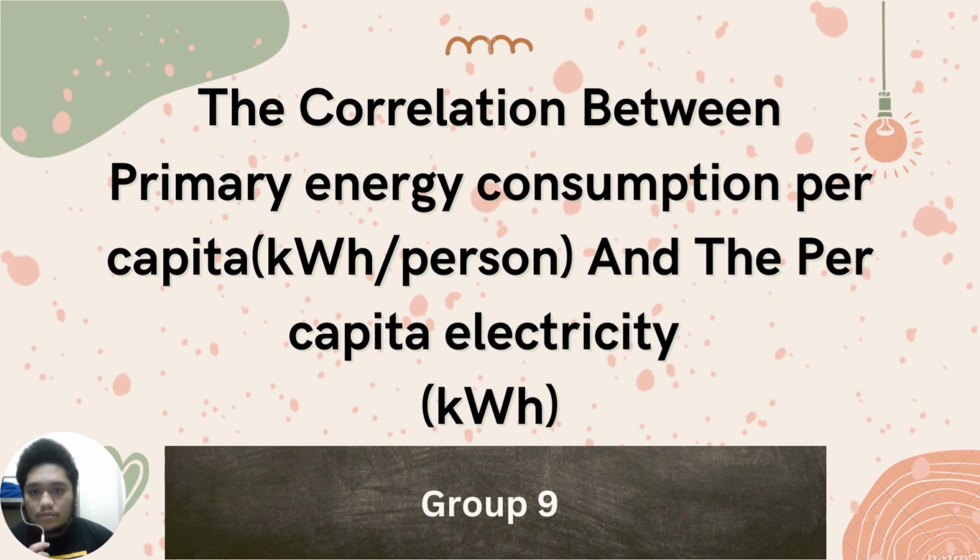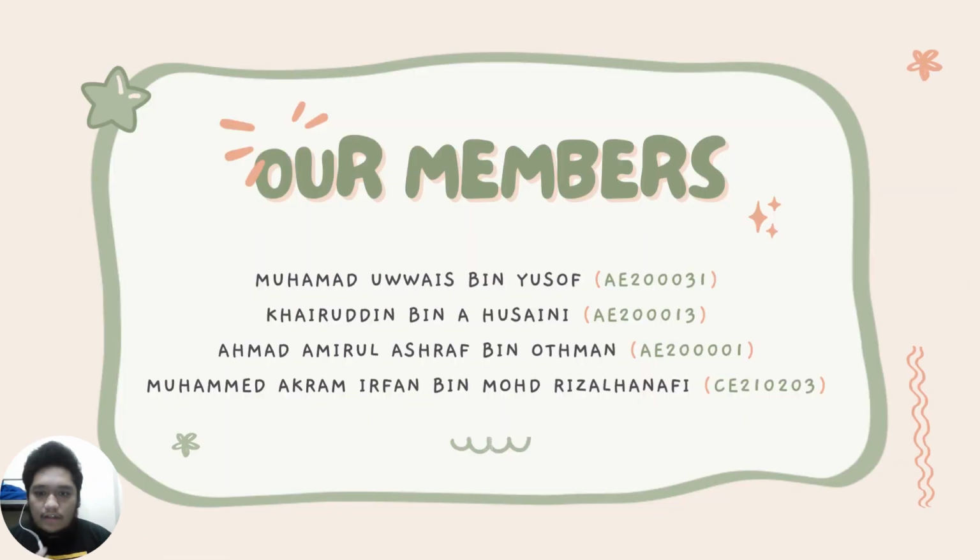Today we are from group 9. We will present about the correlation between primary energy consumption per capita, kilowatt hour per person, and the per capita electricity, kilowatt hour. This is our group members, which is myself, Muhammad Wais bin Yusuf, Karudin bin Husaini, Ahmad Amirul Ashraf bin Uthman, and Muhammad Akram Irfan bin Muhammad Rizal Hanafi.